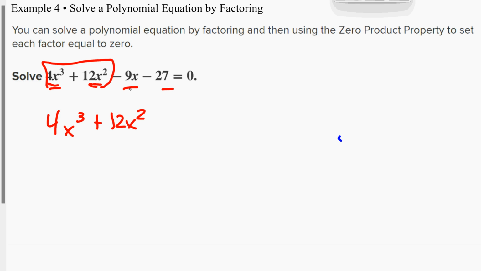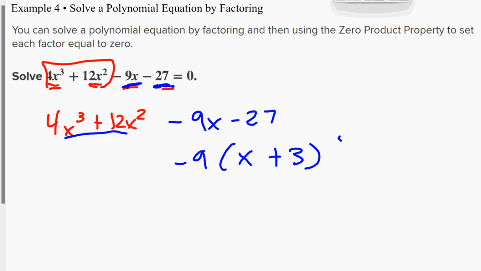And these other two look like they have 9's in common, right? So here I can put those two together. So I can factor out a 9 out of both of those two, so I get left with an x plus 3, right? So that means this one I should get left with when I factor an x plus 3.